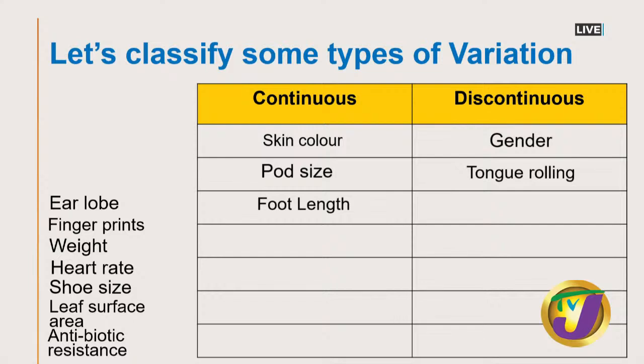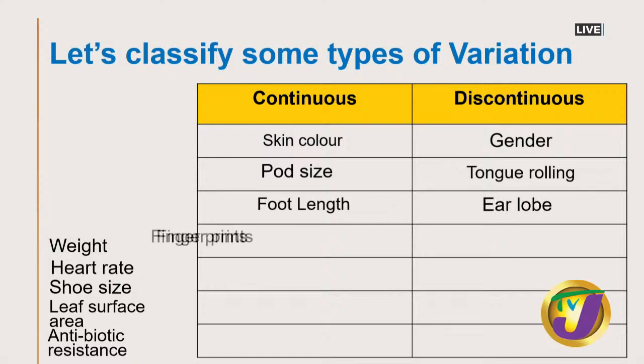Earlobes. Are your earlobes attached? Are they detached? Do you have a nice curved shaped earlobe? Is it just attached to your head? Is it something that can be affected by the environment? Not quite. It's really dependent on your genes, and in this case you can either have an attached or detached earlobe, so distinct categories, and we say that is discontinuous.